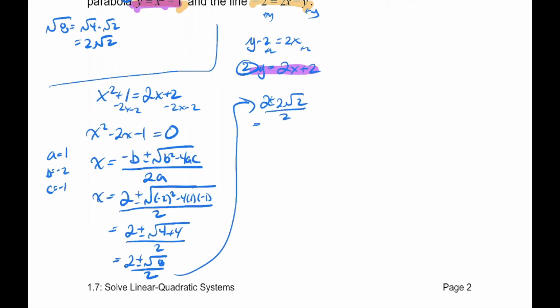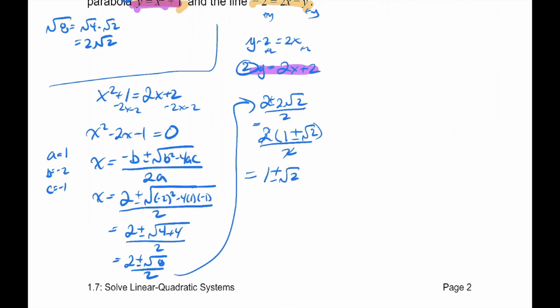And now we can simplify this, because really you could factor out the 2. One way we could see this, we're factoring out the 2, so we're left with 2 times 1 plus or minus √2, all over 2, and the 2's cancel out. So my final answer is 1 plus or minus √2.